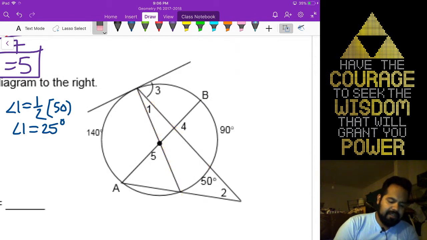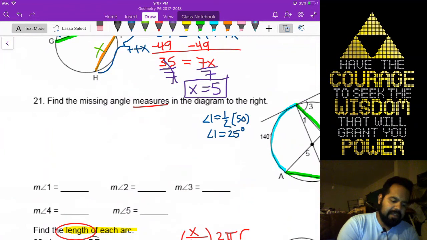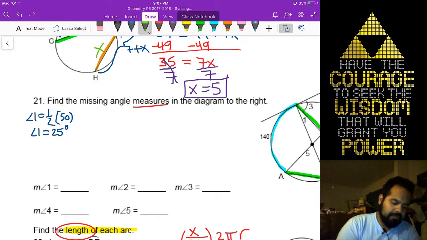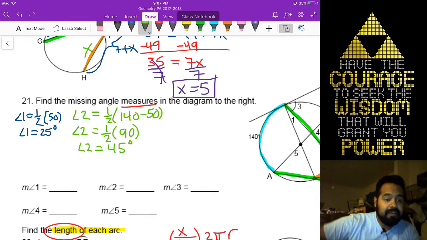All right. Angle 2 is an outside angle. So that means I'm going to be working with this outside arc and this inside arc. So angle 2 equals 1/2 of 140 minus 50. So we get a nice solid 45 degrees.